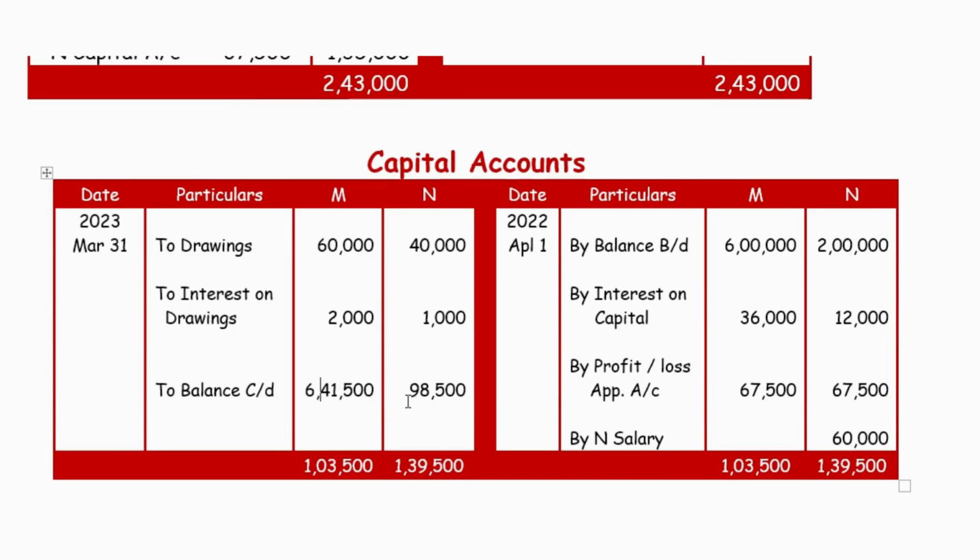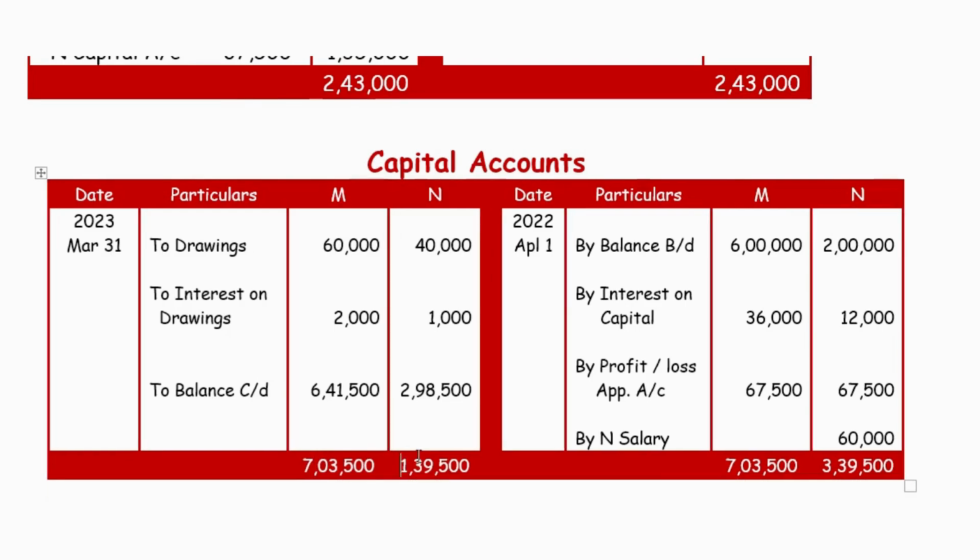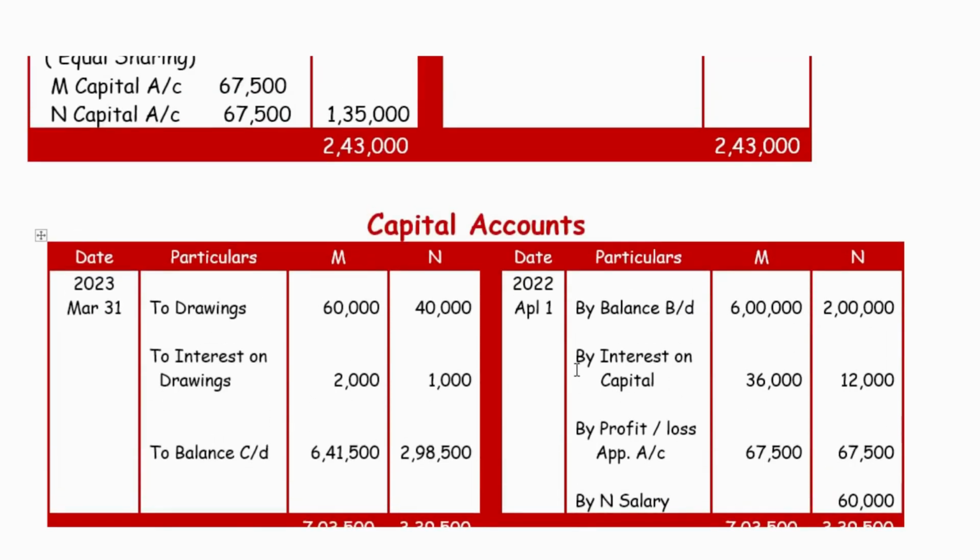So it is 6,41,000 the difference amount, and it is 2,98,000. The totals are 7,03,500 and 3,39,000. It is 7,03,500 and here it is 3,39,500. Yes. So we have made the journal entries and profit or loss appropriation account based on fixed capital and fluctuating capital methods.